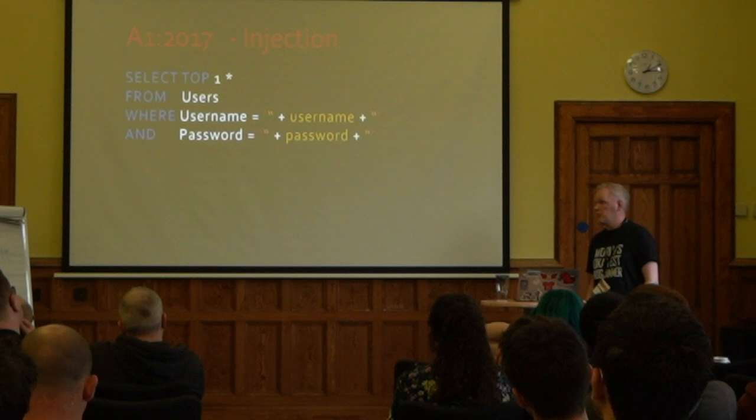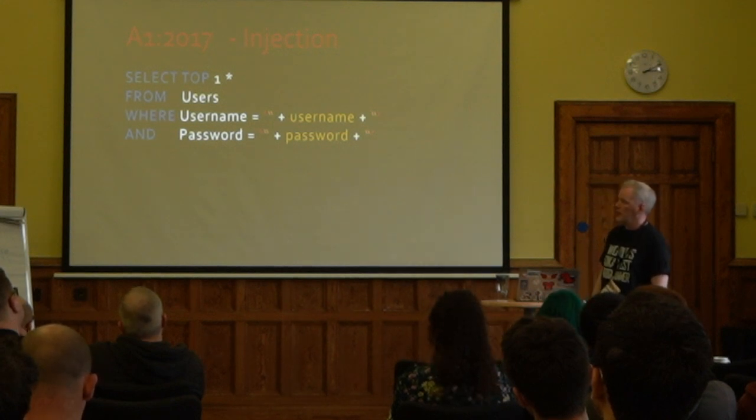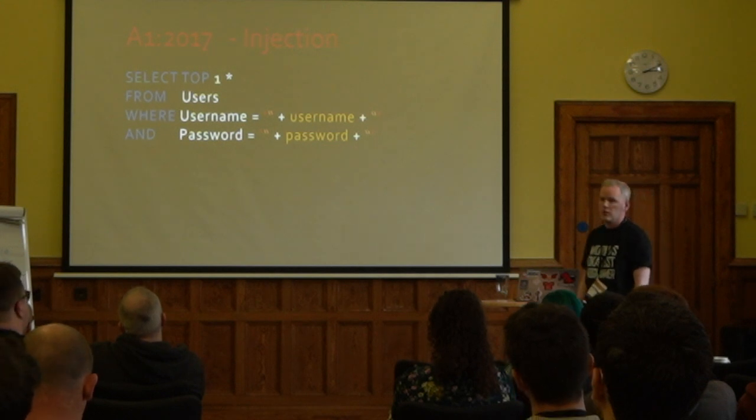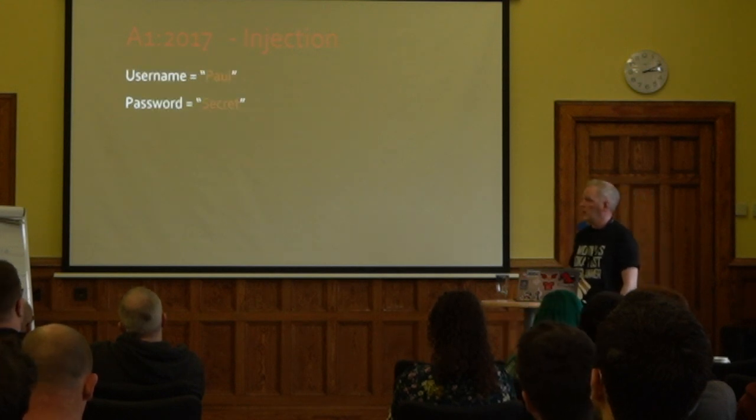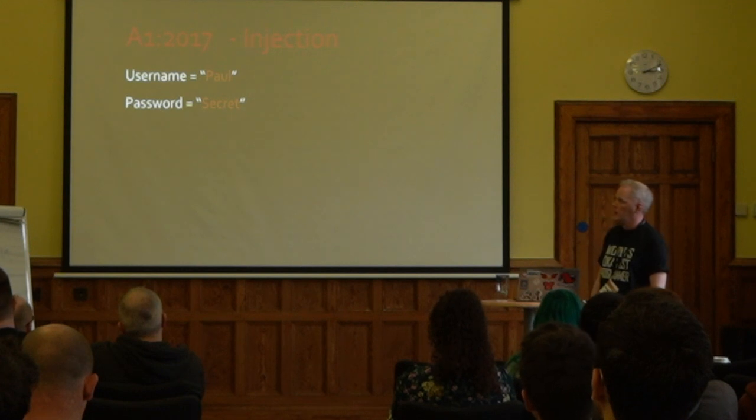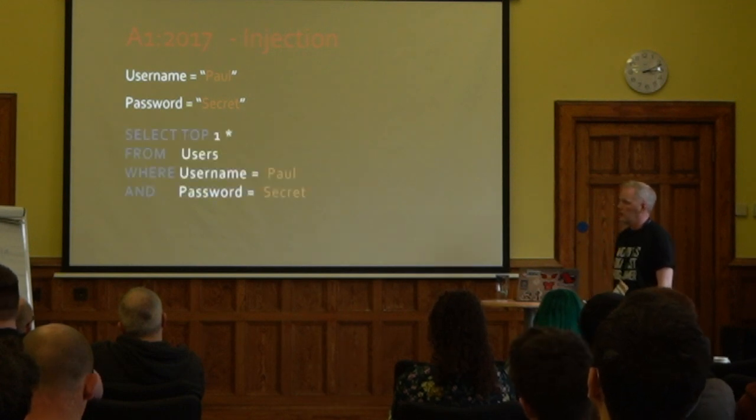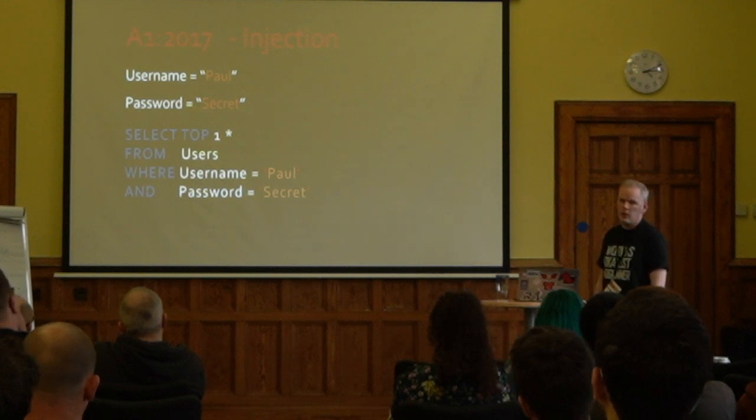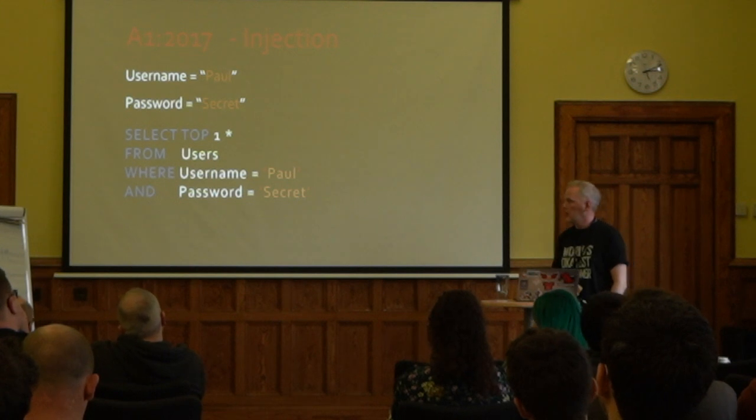Although this is quite poor code, you'd be surprised how frequently code like this can be found in source control. When the developer is developing it, he's thinking of the happy path: if someone enters Paul and secret as their username and password, the generated SQL will be like this. That's perfectly fine, it'll work. The person will be logged in or not, depending on whether the credentials are correct.